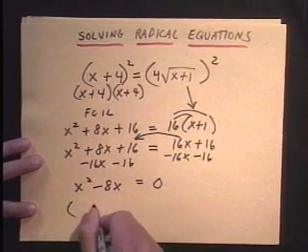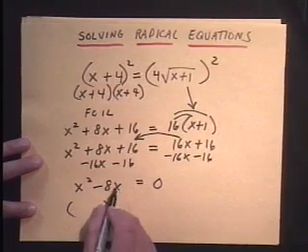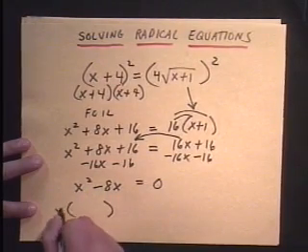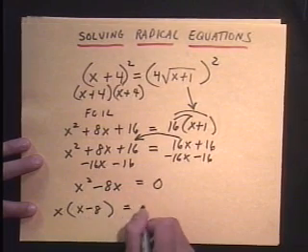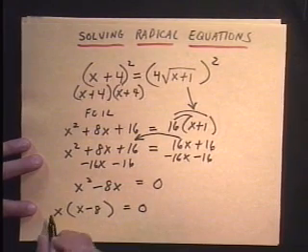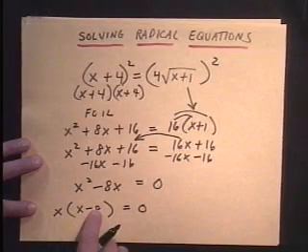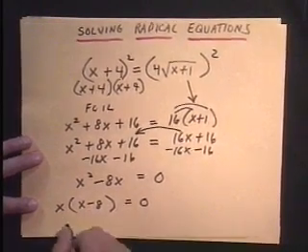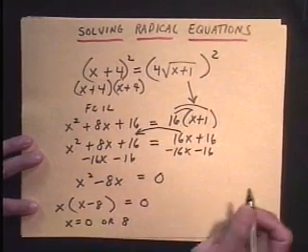So now we can factor. What do these two have in common? How do I factor this? I can take a common x out and put what's left in the old parentheses here, x times x minus 8 equals 0. So what's my two answers? What makes this 0 is one answer. What makes this 0 is the other answer. So the two answers, x equals 0 or x equals 8.